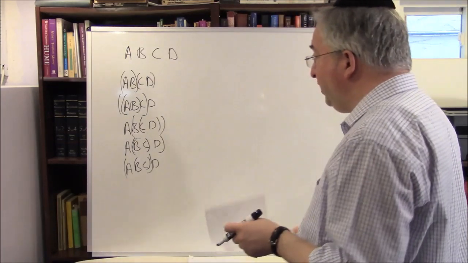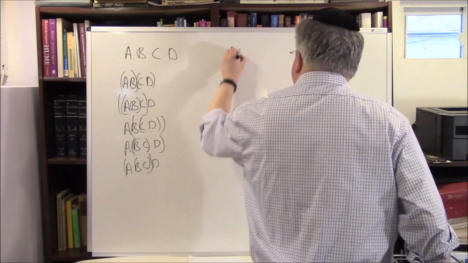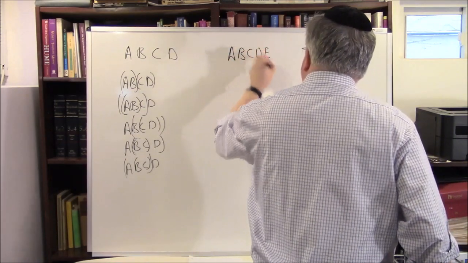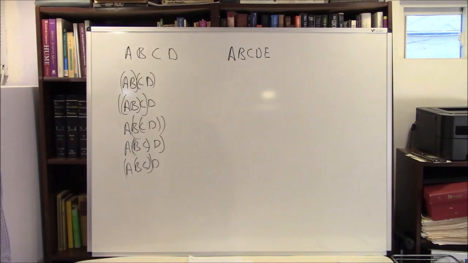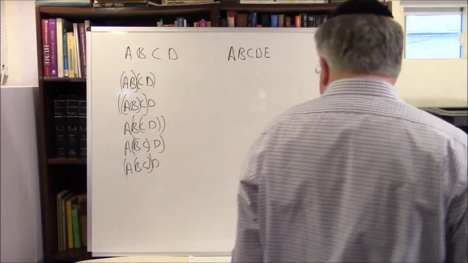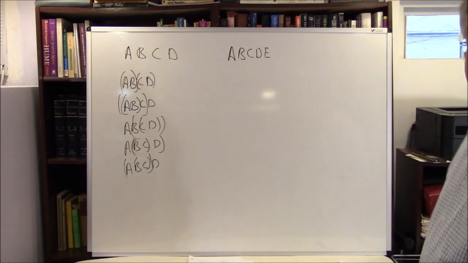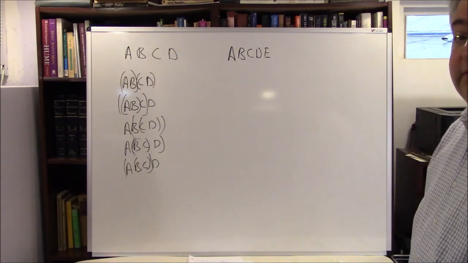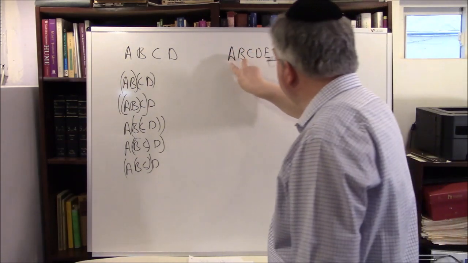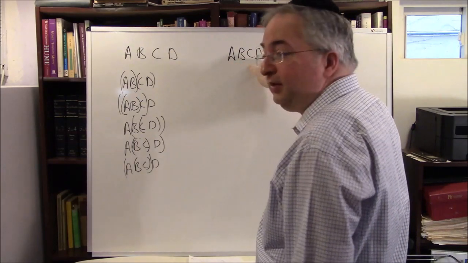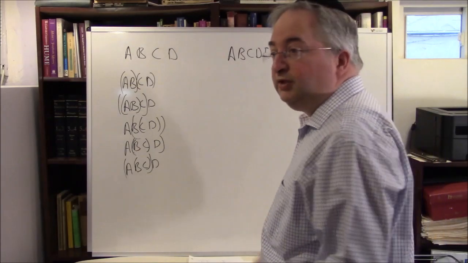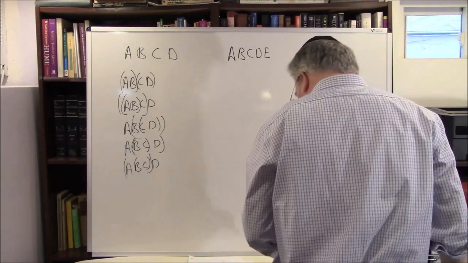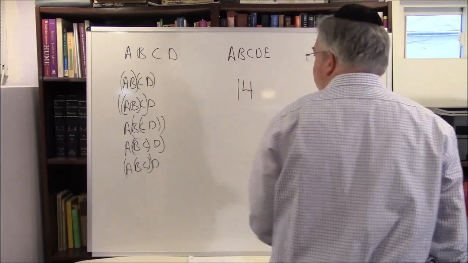Very good. Question, how about if I give you 5 matrices? How many different ways are there of associating them? You can sit down and try to work it out. I can put parentheses around here, then around here, then around here. It's actually worth doing. Take a piece of paper and try it. It turns out that there are 14 ways of doing that.